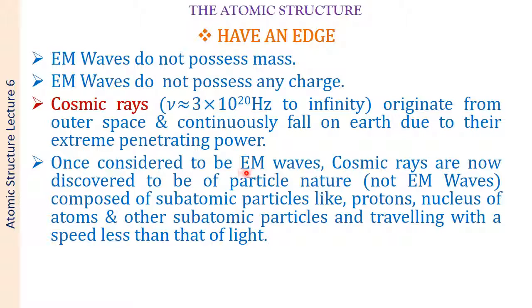They were once considered to be electromagnetic waves because they are rays. So we think that they are EM waves, but actually the cosmic rays are now discovered to be of particulate nature. They are not EM waves, and they are composed of subatomic particles like protons, nuclei of atoms, and other subatomic particles, and they travel with a speed less than that of light. The EM waves travel with the speed of light. They do not consist of particulate nature, so the cosmic rays are not EM waves. So please do remember this.